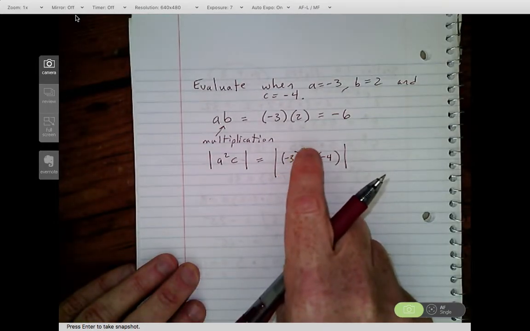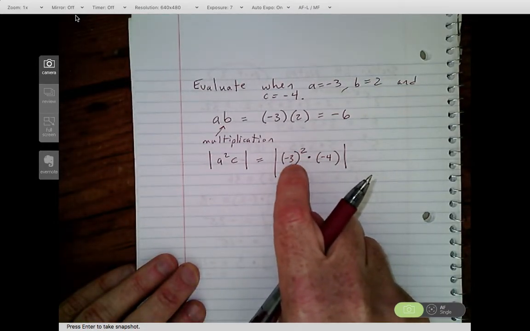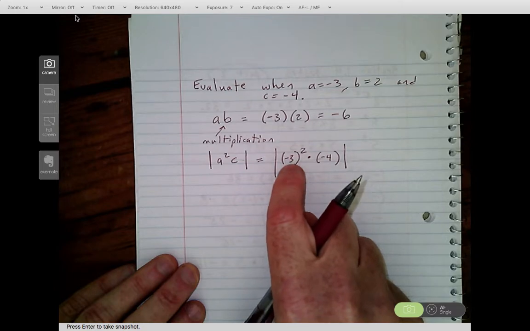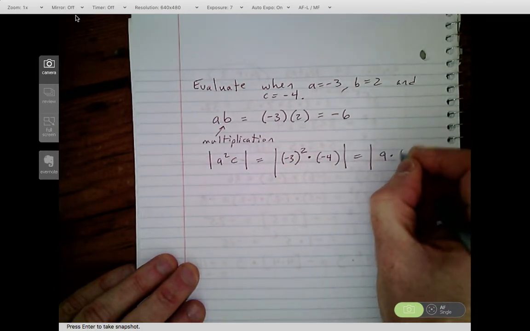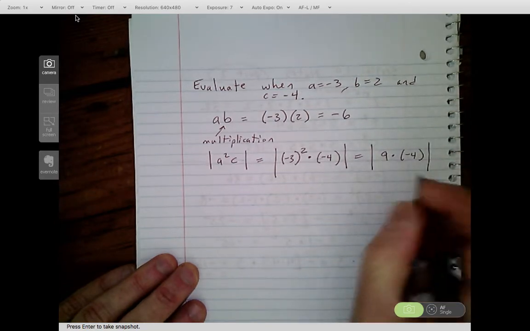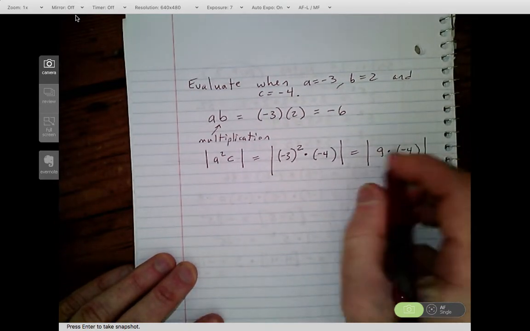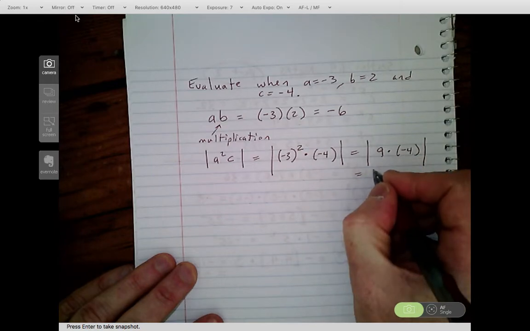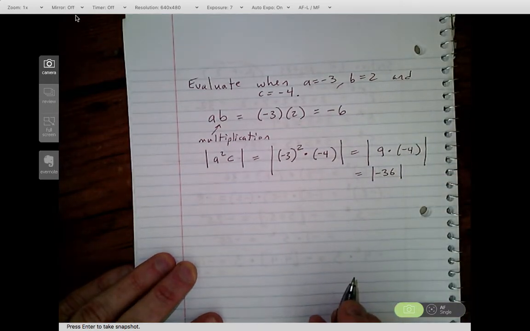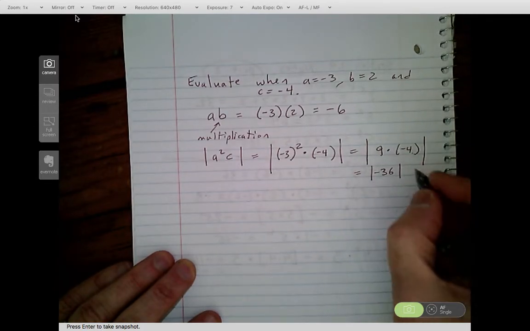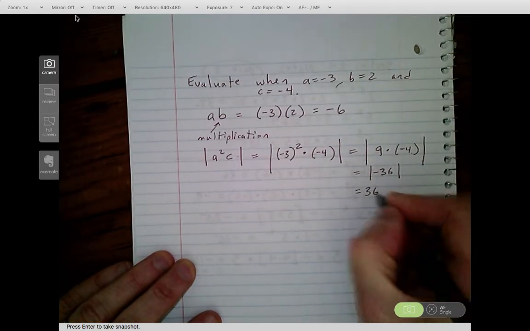Okay, -3 squared, that's -3 times itself, or -3 times -3, which is 9 times -4. Okay, 9 times -4 is going to be -36. We still have to do the absolute value of that, don't forget, and the absolute value of -36 is +36.